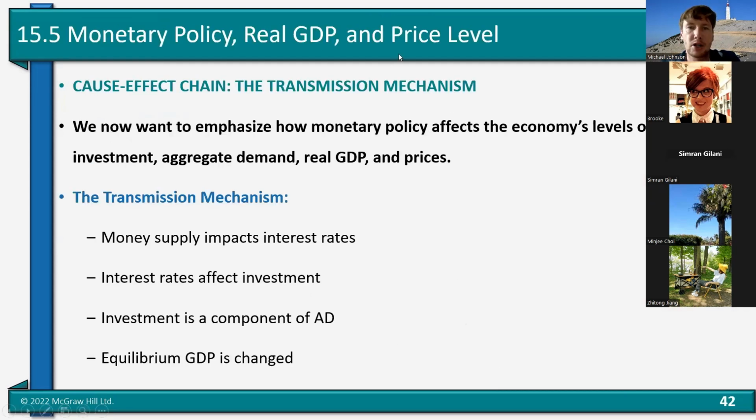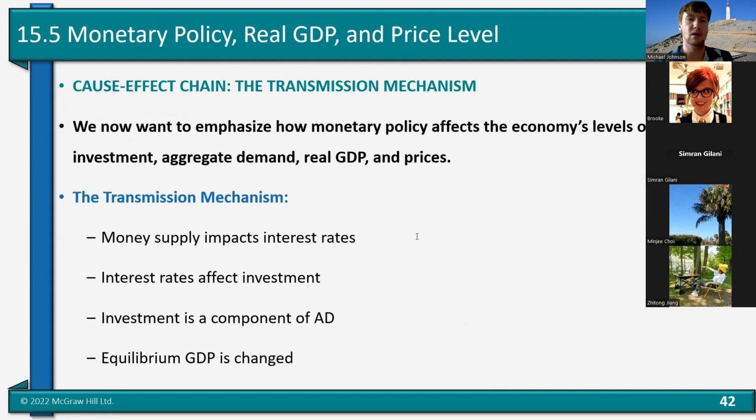So the cause and effect chain, the transmission mechanism. We now want to emphasize how monetary policy affects the economy's levels of investment, aggregate demand, real GDP, and prices. Money supply impacts interest rates. Interest rates affect investment. Investment is a component of aggregate demand.